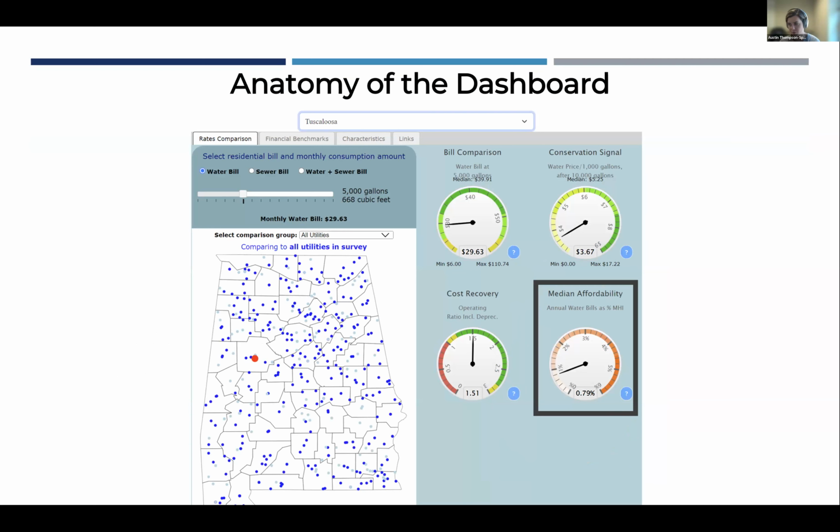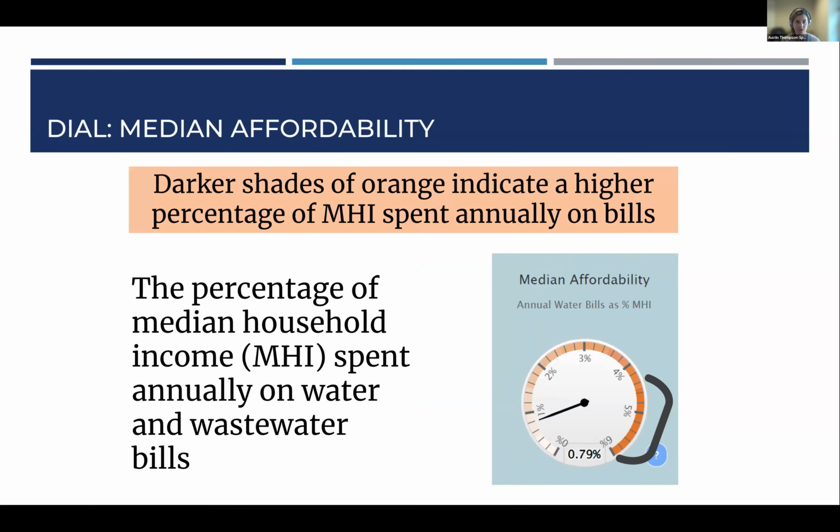Next, we're going to talk about the median affordability dial, which is right next to the cost recovery dial. And so the median, again, different color scheme here. The median affordability dial is basically in this kind of grades of orangey red, if you will. So from very light to quite dark. And basically the darker shades of orange indicate a higher percentage of the median household income spent annually on bills. And whenever we're talking about median household income, that's data that we're pulling from the US Census Bureau and essentially matching with the utility. So if we're talking about a municipality, we might pull data from the US Census Bureau American Community Surveys for that municipality, pull their median household income data, and then have that basically be populated here.